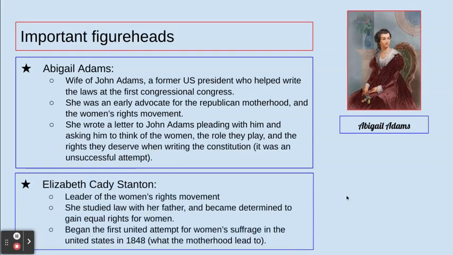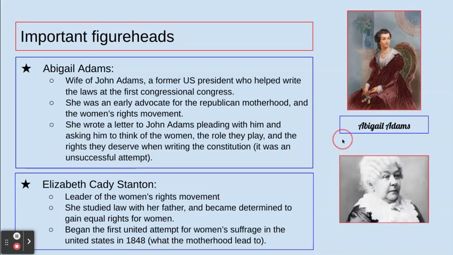Another important figurehead was Elizabeth Cady Stanton. She was the leader of the women's rights movement. She studied law with her father and became determined to gain equal rights for women. And she began the first united attempt for women's suffrage in the United States in 1848, which is what the motherhood led to.